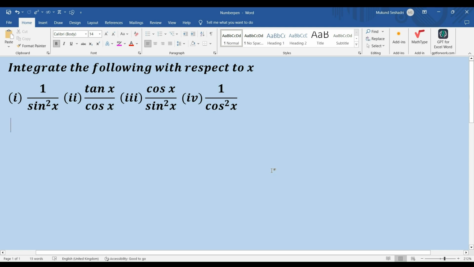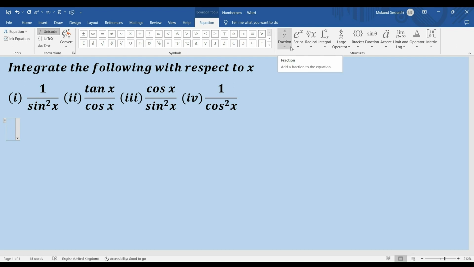So there we have the problem on our screen. Integrate the following with respect to x, and we've been given four functions. So the first function which is given to us is 1 by sine square x.